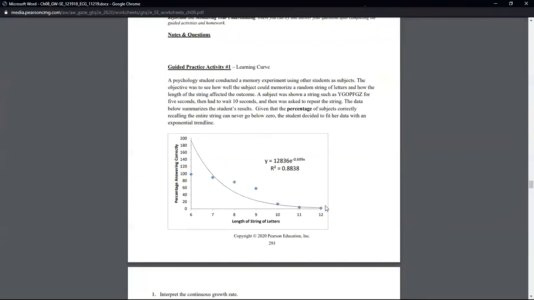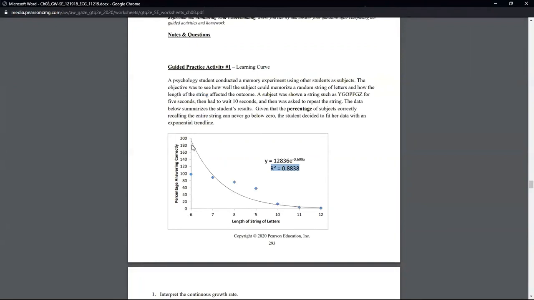But in actuality, because it predicts these later 3 pretty well and at least one before, this R squared is 88%. 88% of the variation in people being able to remember these is correlated to, or is attributed to, the length of the string of letters.